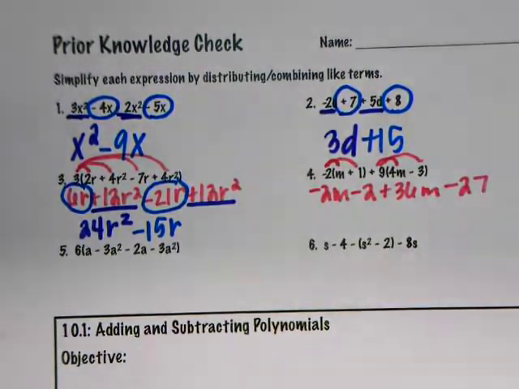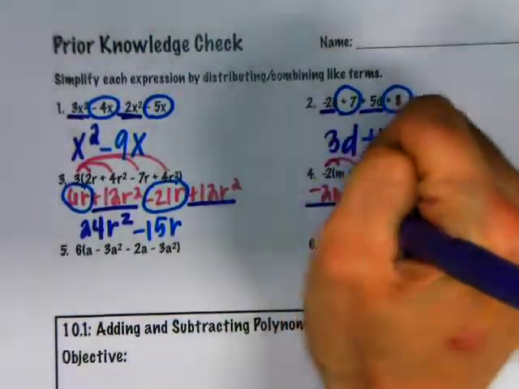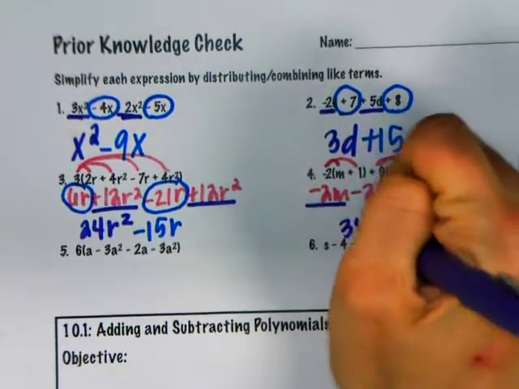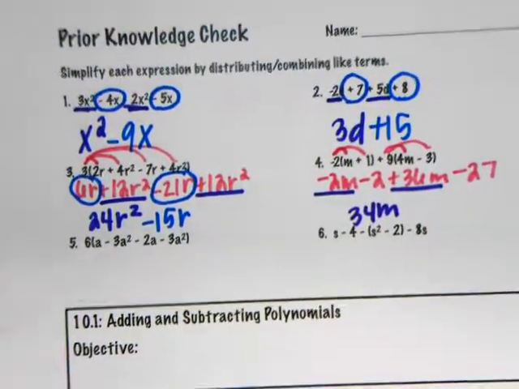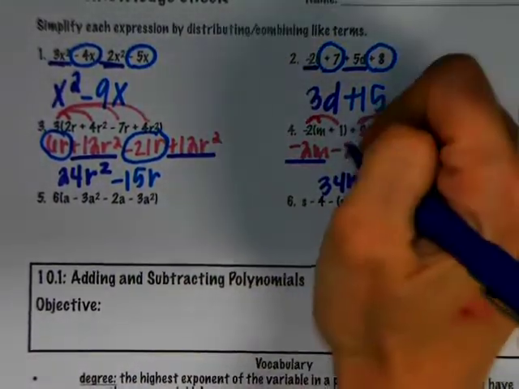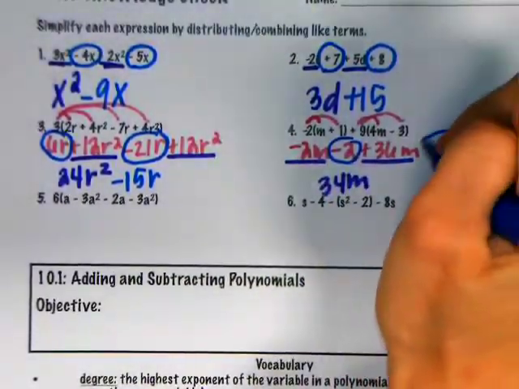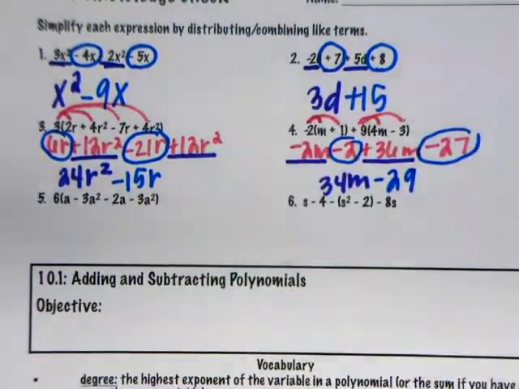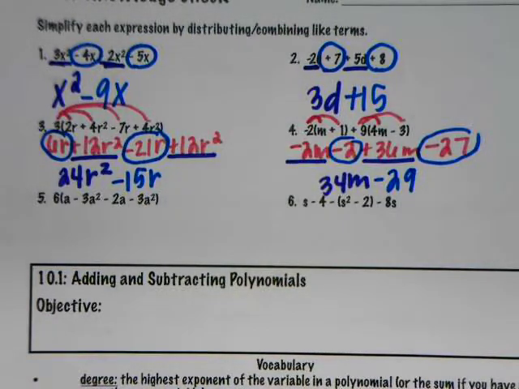So now combine like terms. So I have negative 2m and positive 36m to make what? Yep, 34m. And then I have negative 2 and negative 27 to make what? Yep, negative 29. Are we good up to this point? Yeah? Okay. Next one, same thing, just distributive property.